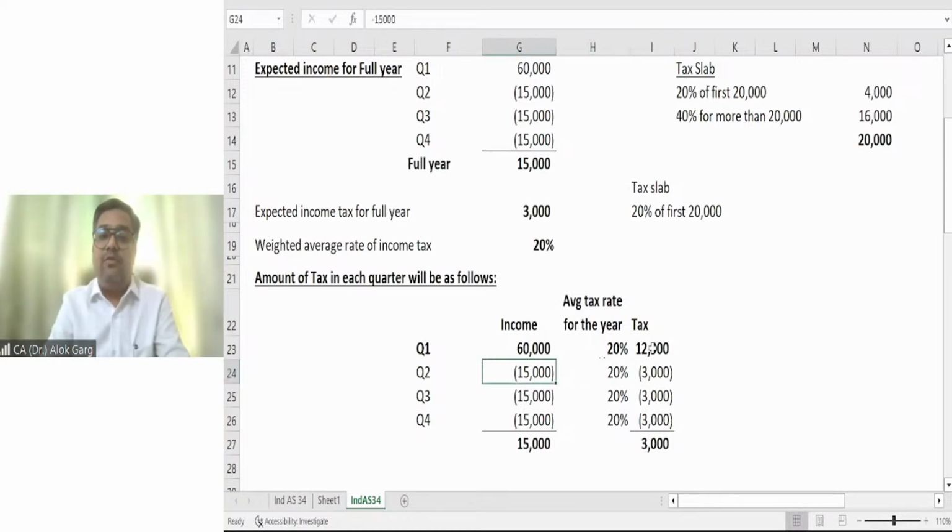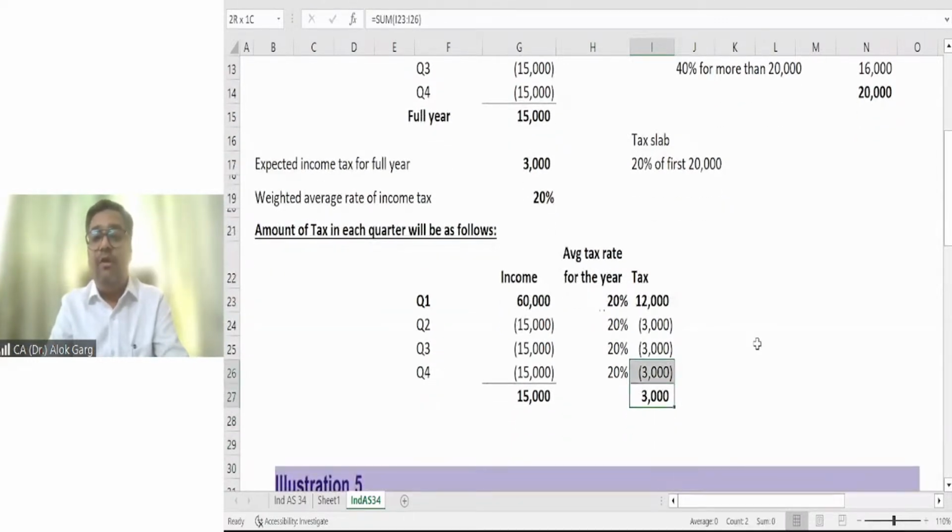In the second quarter, of course, you will have a tax reversal. Third quarter, you will have a tax reversal. Fourth quarter, you will have a tax reversal. So in the full year, it is 3,000.